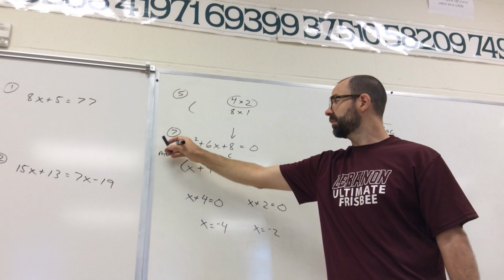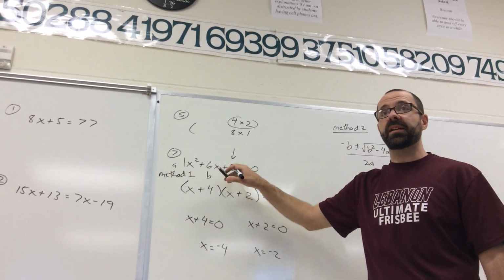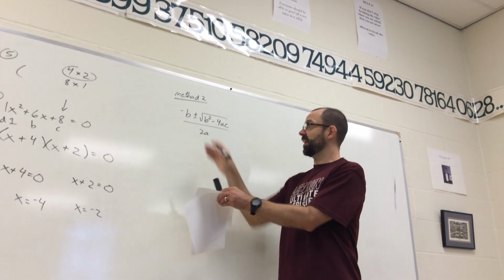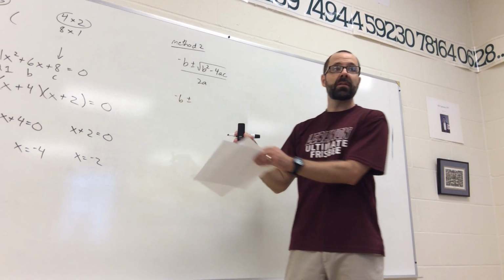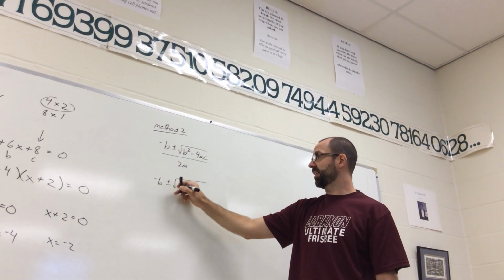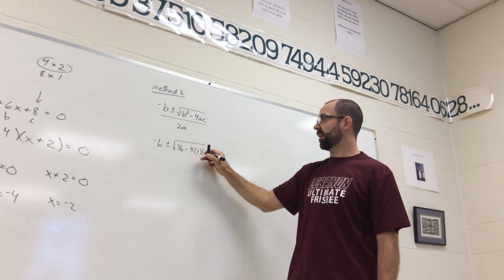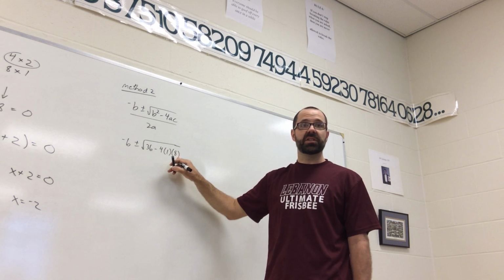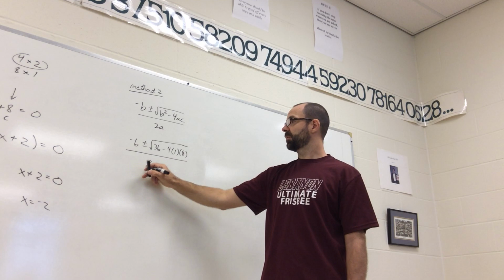So a is 1. Okay, so I'm going to take these three numbers, 1, 6, and 8, and plug them into this formula. So since b is 6, the opposite of b is negative 6. And then 6 squared is 36. And then it's 4 times a times c. So 4 times 1 times 8 in this case, divided by 2 times a.